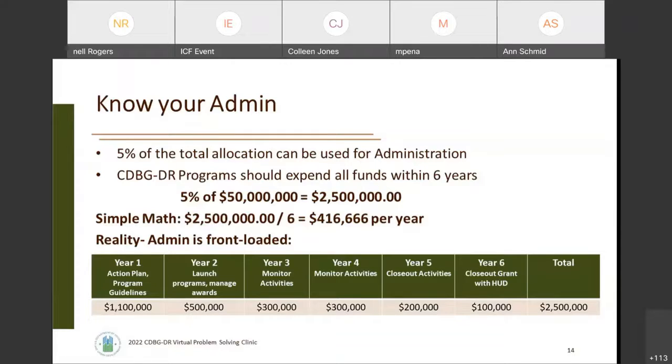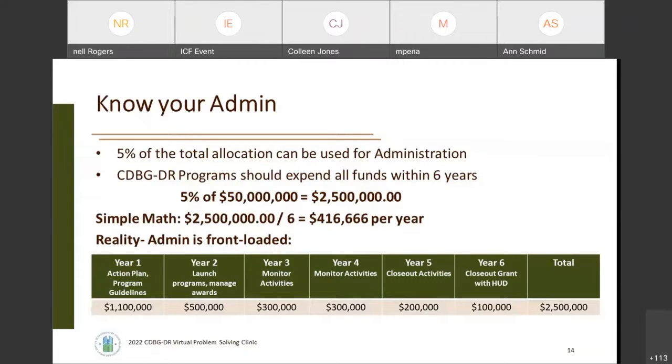Some grantees may think, okay, well, I can fund a couple of salaries for the duration of the grant, and that's what I can afford with admin. But the reality is that admin tends to be very heavily front-loaded. We talked earlier about those requirements to complete your financial management certifications, to develop your action plan, to set up activity guidelines and programming. And sometimes those things, in order to quickly meet those HUD requirements, you have to invest resources or administrative funds up front.